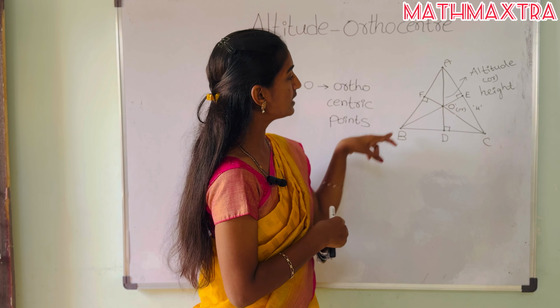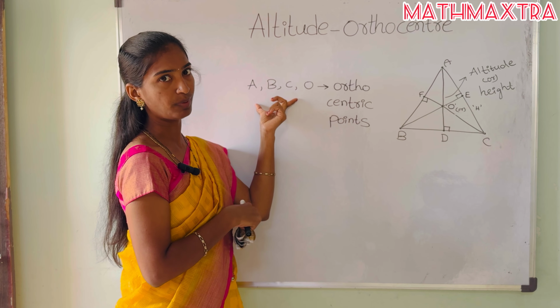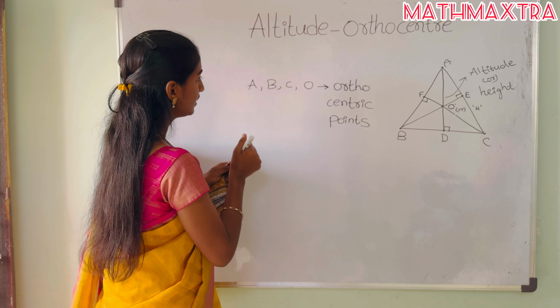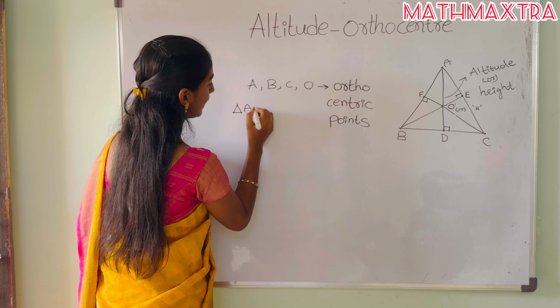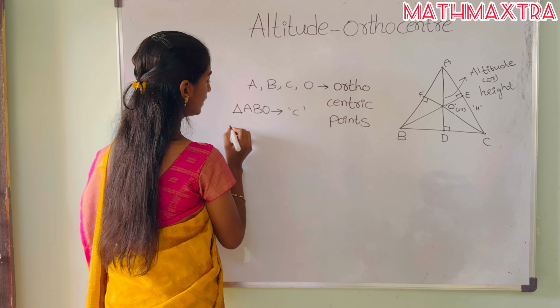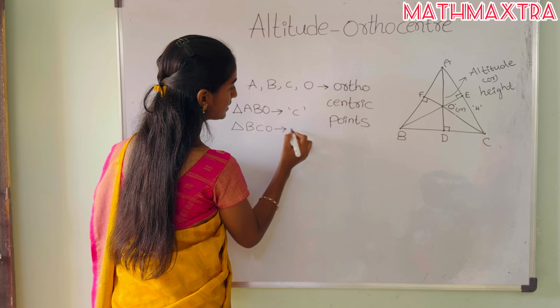You observe the speciality of these 4 points. You consider any 3 points of these 4 points, the triangle formed by those 3 points. For that, the orthocenter is always the fourth point. See, if you consider triangle ABO, what happens? For this, the orthocenter is at the C. If you consider triangle BCO, what happens?